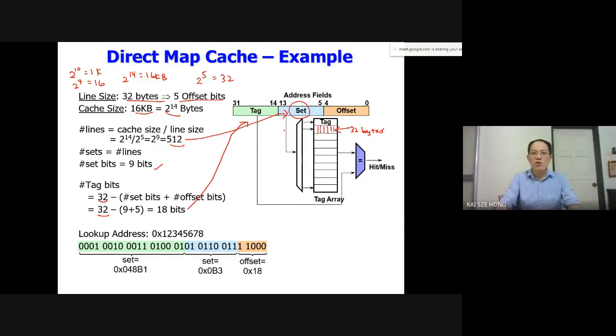So to look up the address, for example 0x followed by 8 hexadecimal digits. 0x means it's a hexadecimal number. So this one is a lookup address of the direct mapping cache. The least significant 5 bits are for the offset, the next 9 bits will be the set, and the last part will be the tag. So this is about the direct mapping cache.